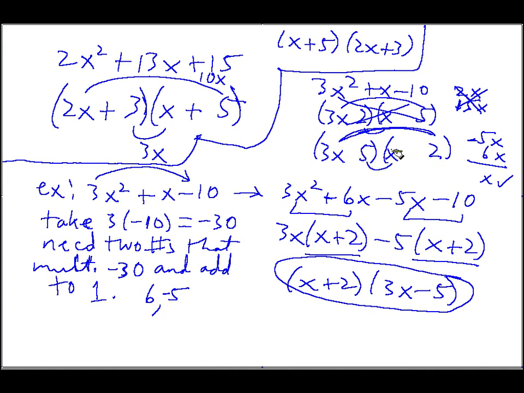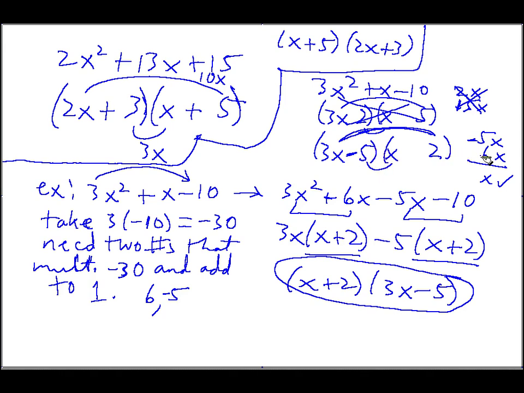How can I make this happen in terms of my FOIL here? Well, let's see. Where's my 5x term? Well, here it is, right? Here's the 5x term. Can we see that? 5 times x is 5x. I need that to be negative. So let's make this negative. Now that gives me negative 5x. Can we see that? All right.